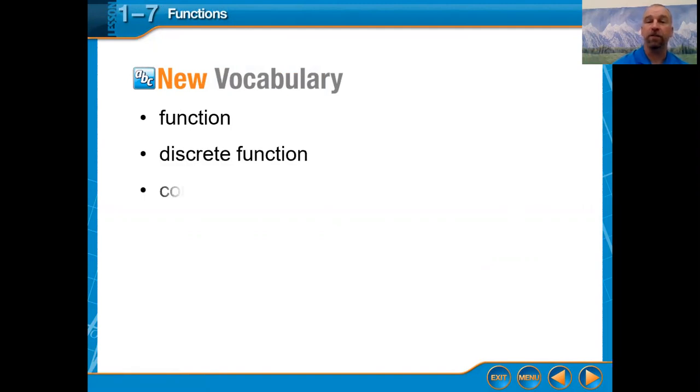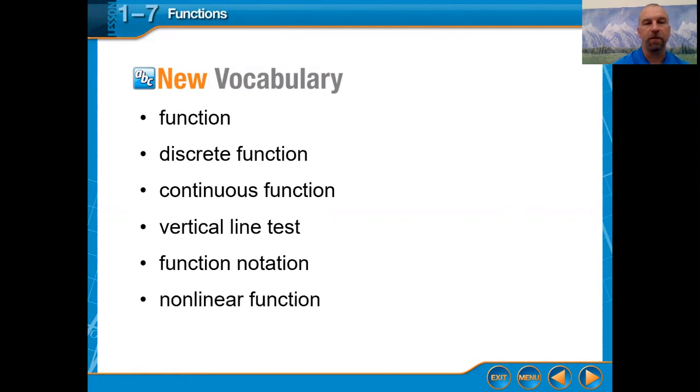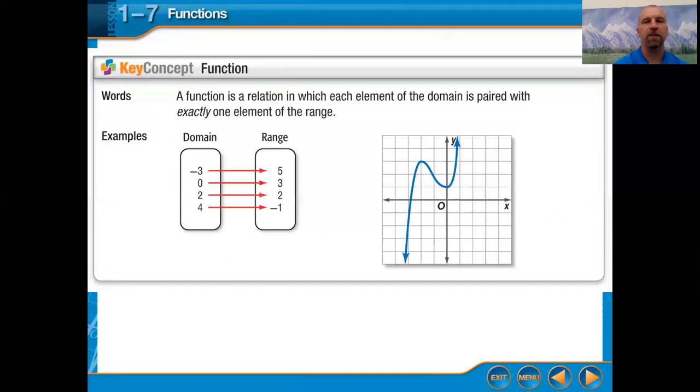A discrete function versus a continuous function we'll talk about. We'll talk about the vertical line test to see if a relation is a function on a graph. We'll talk later about function notation. Nonlinear function is exactly what it sounds like. It's not a perfectly straight line. It's a curve or a zigzag or something like that. And let's look at the representations of functions and a definition.